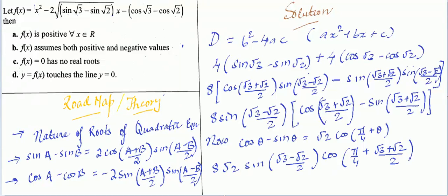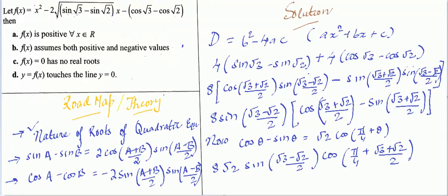Now the first analysis or the first roadmap that a student may build after seeing this problem is that the entire question, or the options, talk about f of x being positive, f of x having positive and negative values, having real or no real roots, touching a line. So this clearly indicates that this problem is based upon the nature of roots of the quadratic equation.